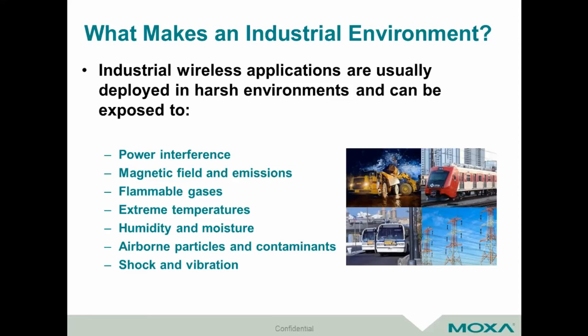There could be airborne particles or any kind of contaminants in the air that can get into your electrical devices. And finally, there can also be a lot of shock and vibration, whether you're talking about communicating on a pick and place robot, an AGV, on a bus, on a train. All these things can expose devices located on them to very high levels of shock and vibration. So if you have an environment that has any of these things present, you're probably going to want to look at an industrial device rather than a consumer or an enterprise level device.